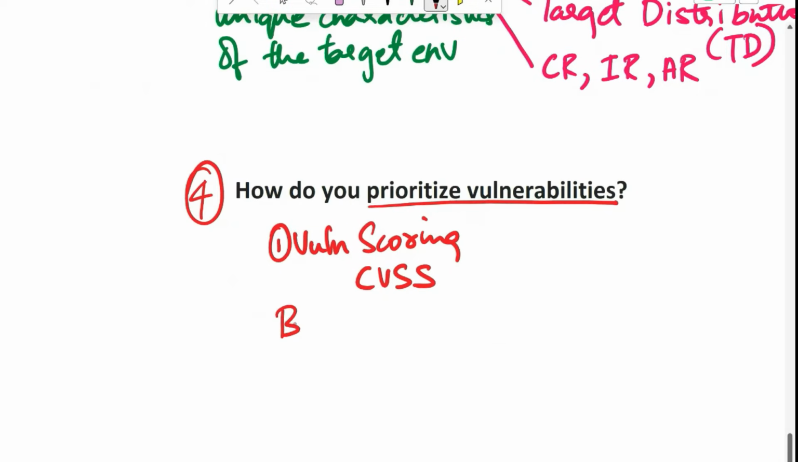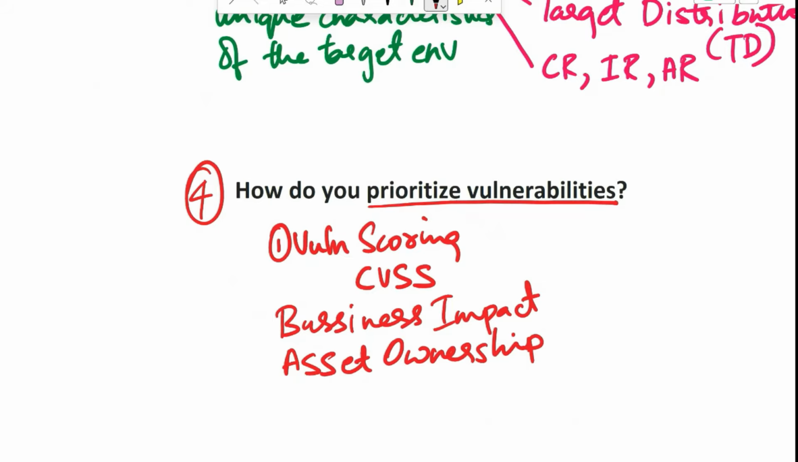Consider the business impact. Evaluate how the vulnerability aligns with the organization's business goals and objectives. Prioritize vulnerabilities that directly impact critical business functions, customer data, or revenue streams. Next is asset ownership. Consider the ownership and importance of the affected assets. Prioritize vulnerabilities based on the ownership of assets by critical departments or stakeholders.